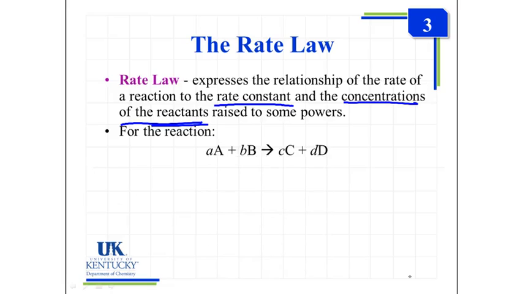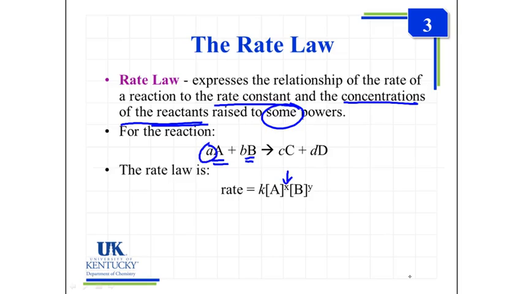So here is a very generic reaction of A and B as the reactants and C and D as the products. The rate law for this reaction would look like this. It has a rate constant k, which is always a lowercase k, and the concentration of our reactants, A and B, raised to some powers. It is not the same powers as the coefficients. My coefficient here was A, the power is X. I'm using a different representation here.